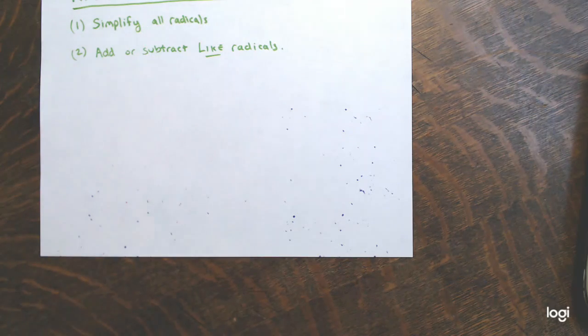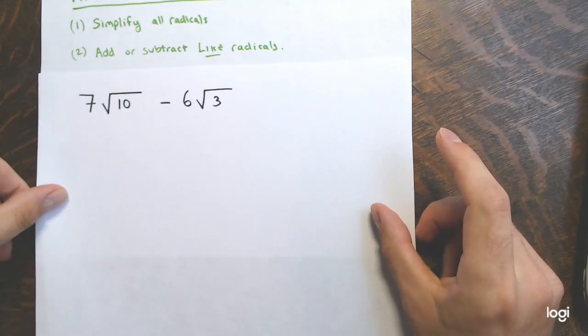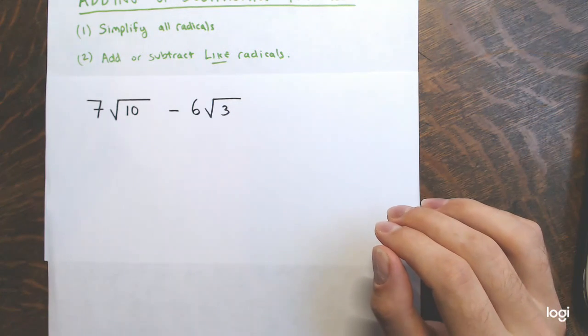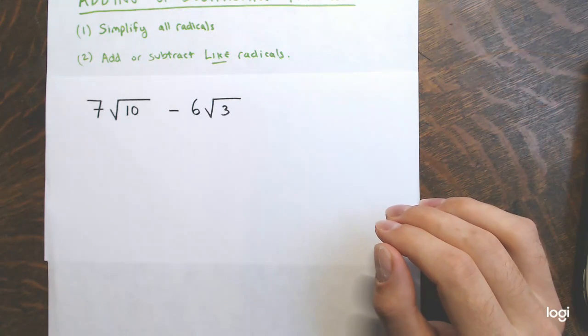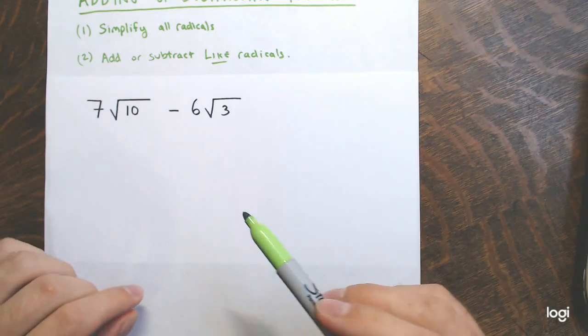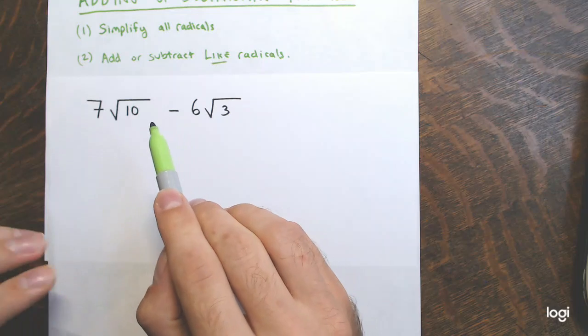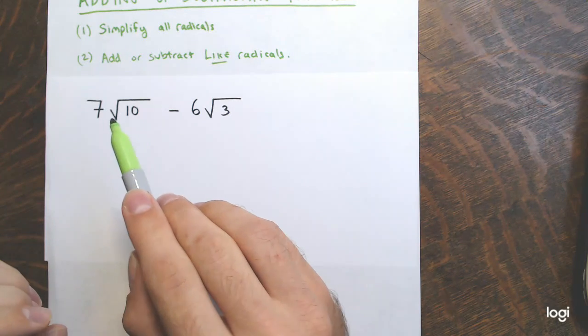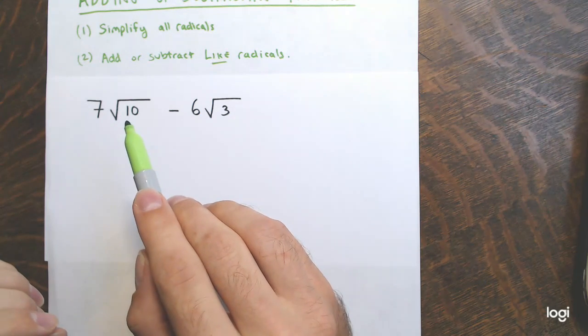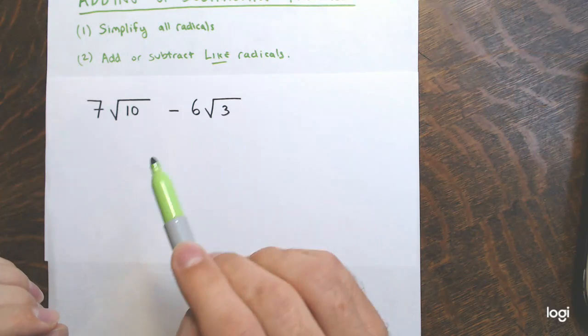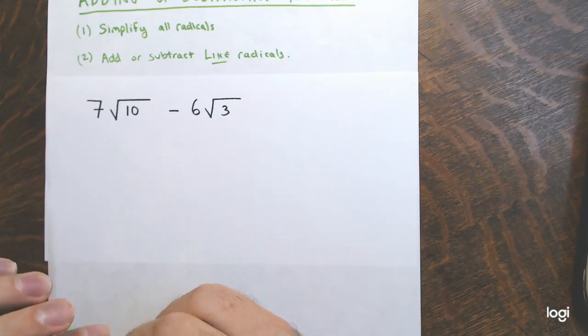All right, my next one may be kind of a trick question, but I did mention this before. I brought up an example like this earlier in the video. So here I have, again, two terms. Right? We're subtracting, adding a negative. We have 7 times the square root of 10 in the first term, plus negative 6 times the square root of 3 in the second term.